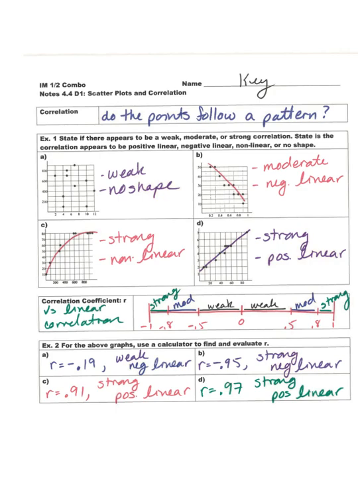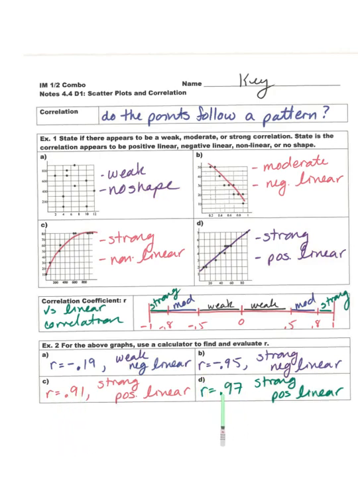So for C, we got r equals 0.91. So these points actually do have a strong positive linear correlation, but they actually would fit better with a curve than a line, but they do have a strong r value.